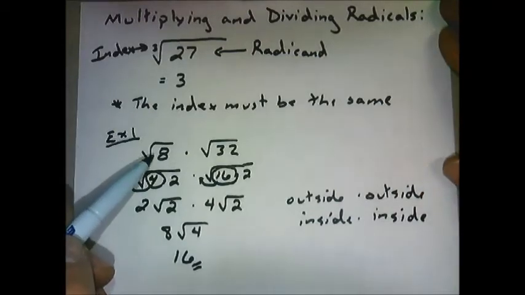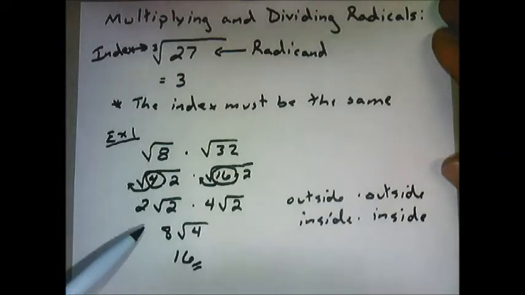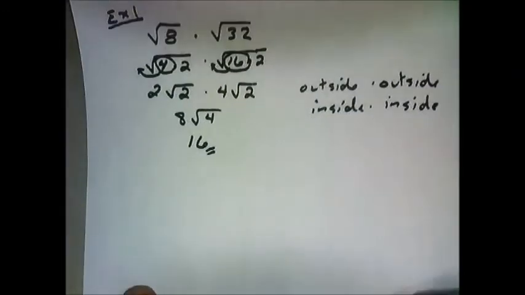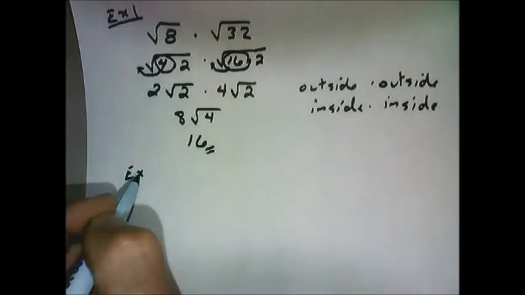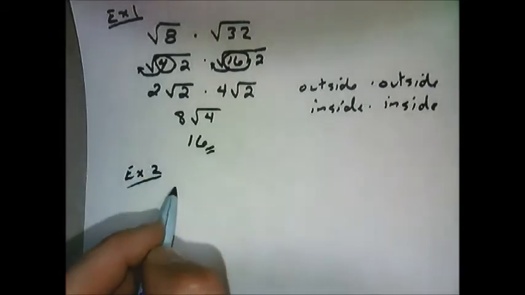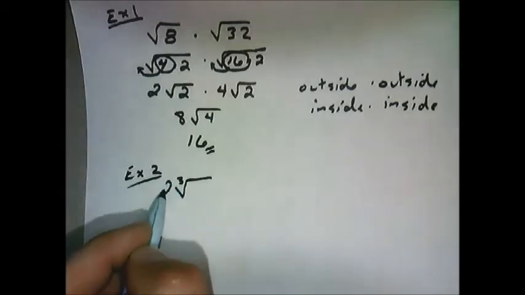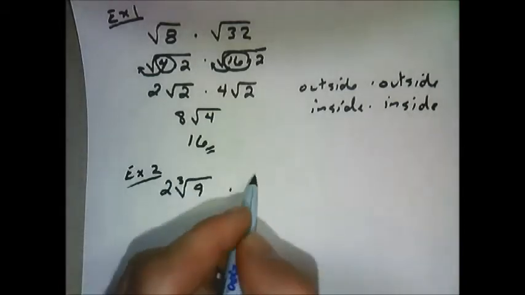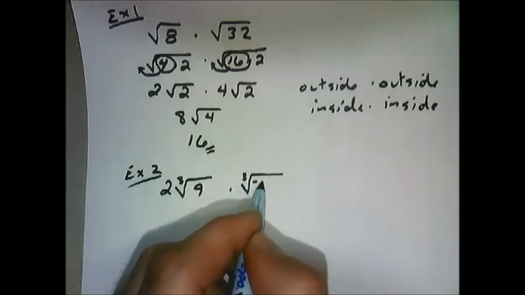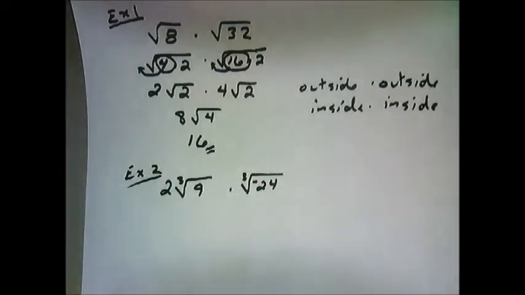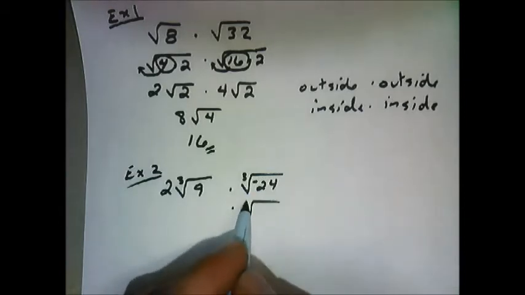So what we did first is we simplified our radical, then we multiplied the outsides together, then we multiplied the insides together, and then we simplified one last time. And that's a multiplication. Now we can get more complicated, of course. Let's look at 2 third roots of 9 times the third root of negative 24. Well, here, the third root of 9, that doesn't simplify anymore, so I can't do anything to start. But the third root of negative 24, we can simplify.